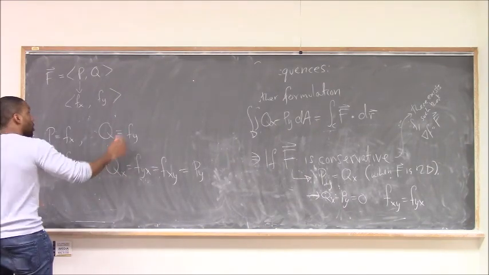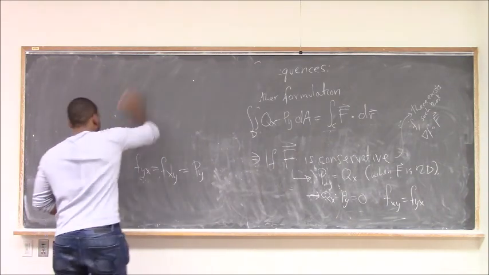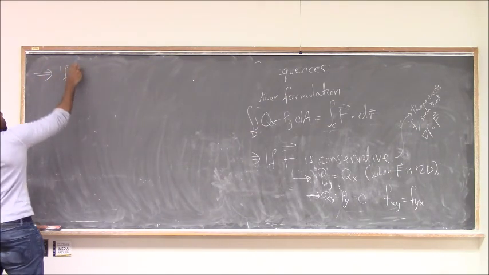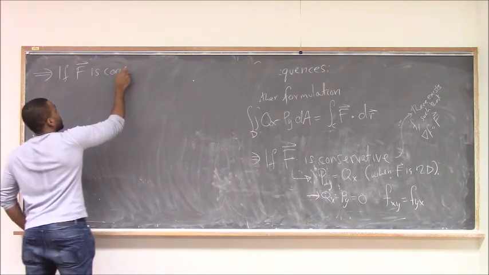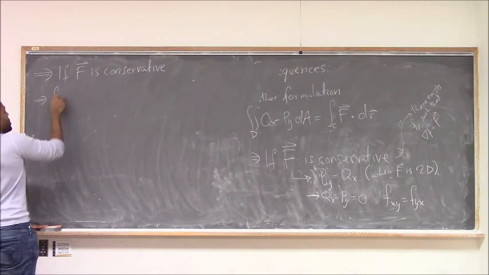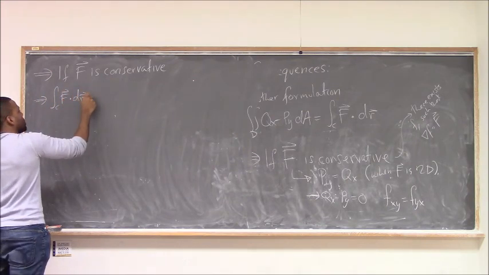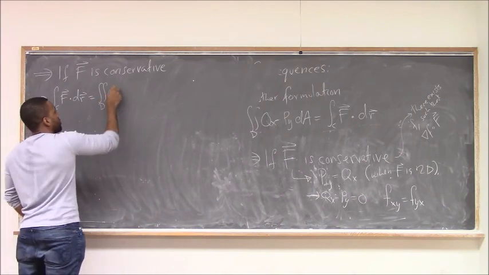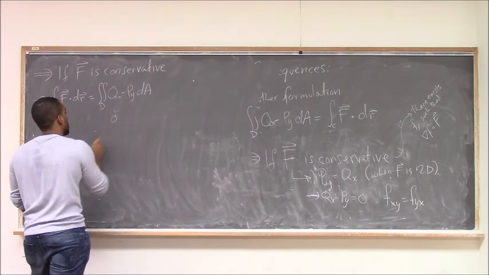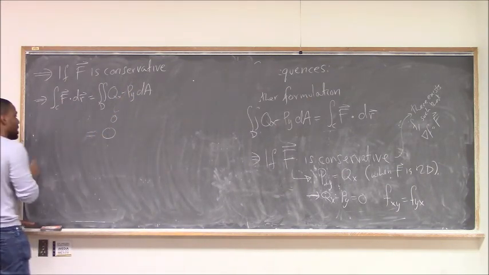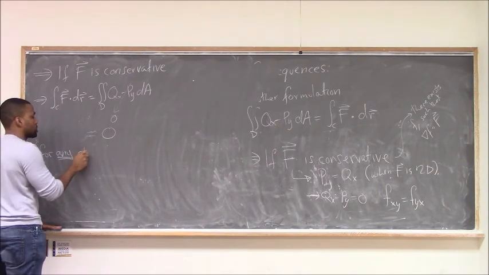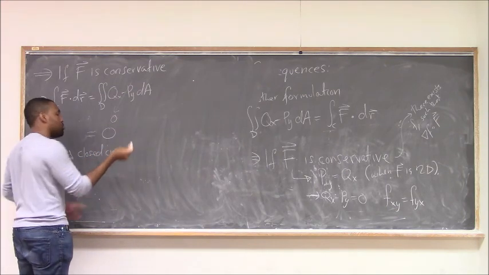And so all this together would mean if f is conservative, then the integral of f dot dr is equal to the double integral of qx minus py dA, but this is going to be 0, so that's equal to 0. And notice that this is true for any, and that's the important part, for any closed curve, any piecewise smooth closed curve C.